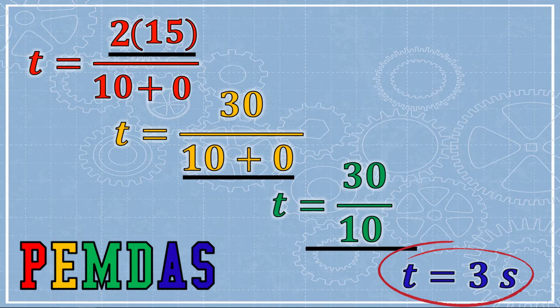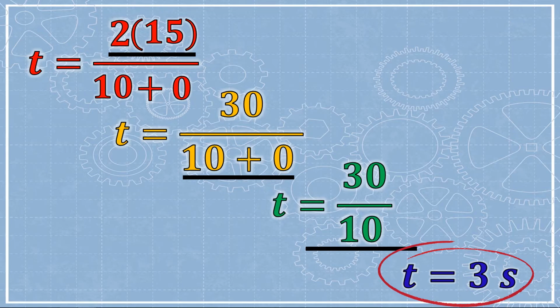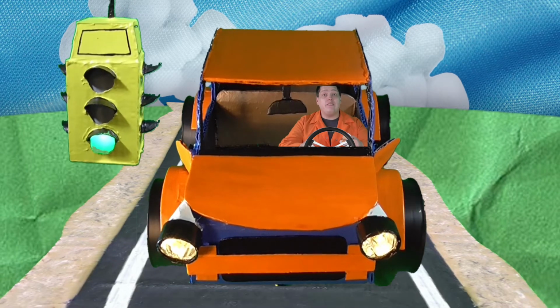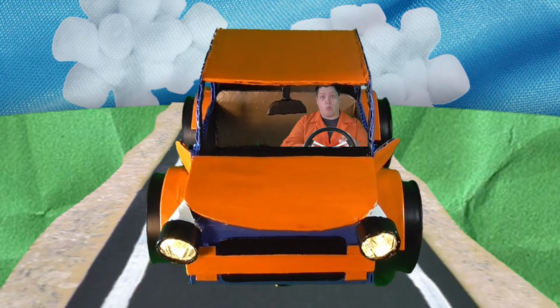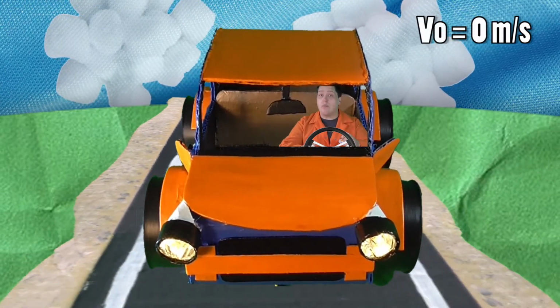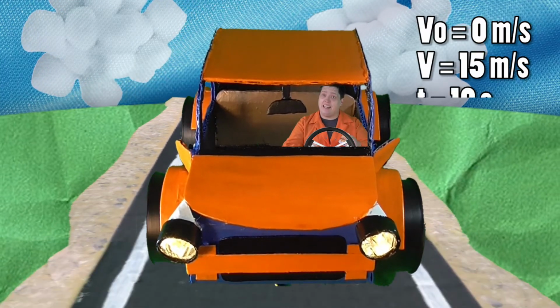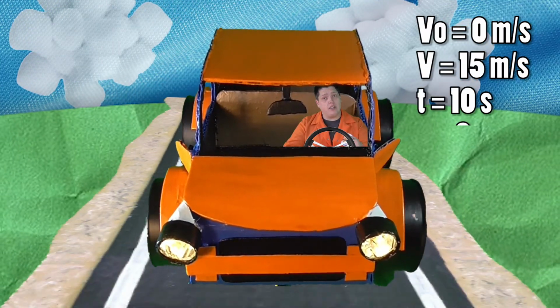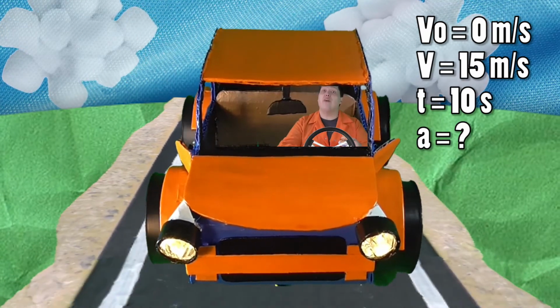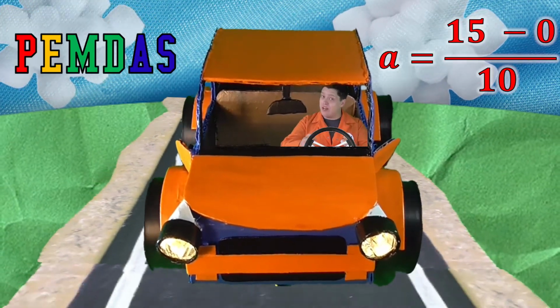Physics is math in motion. Your values are not just numbers. They represent something. How far, how fast, or how much time. As I leave the stoplight, I accelerate forward from an initial velocity of 0 meters per second to 15 meters per second over the course of 10 seconds. I challenge you to calculate my acceleration using the following formula and the order of operations.